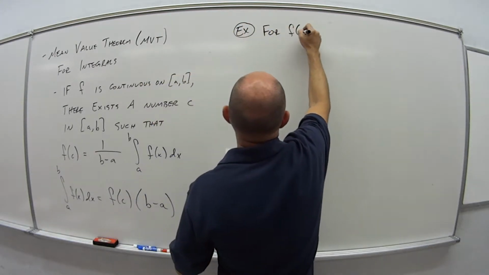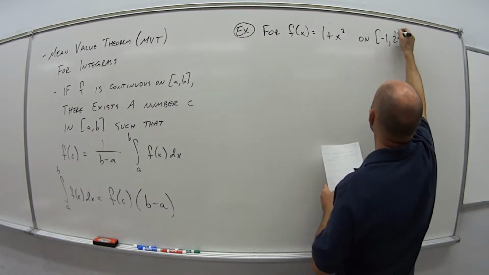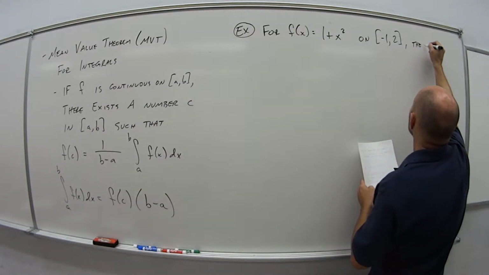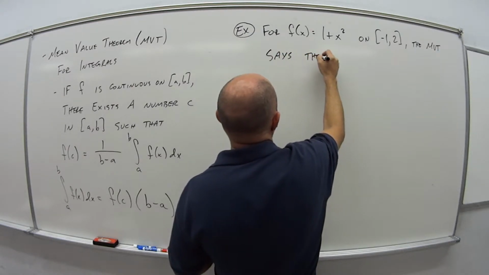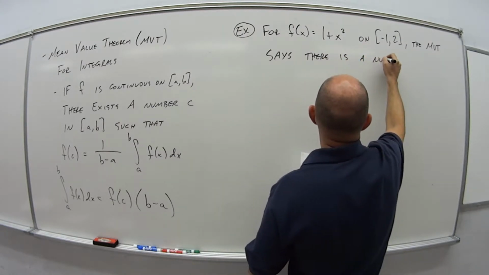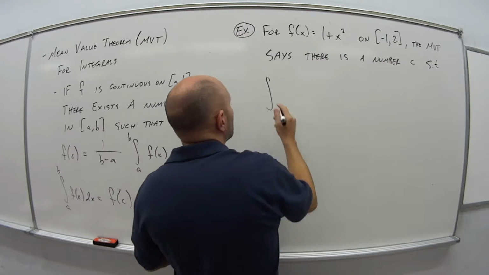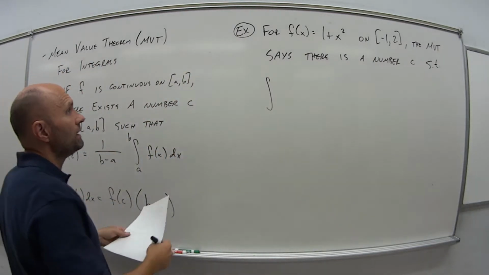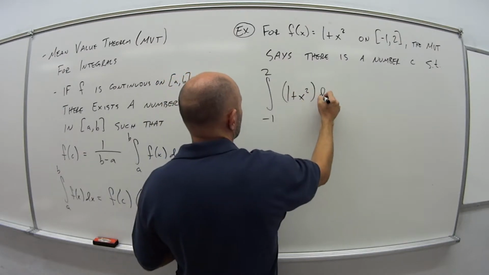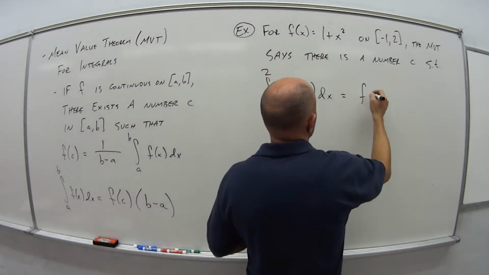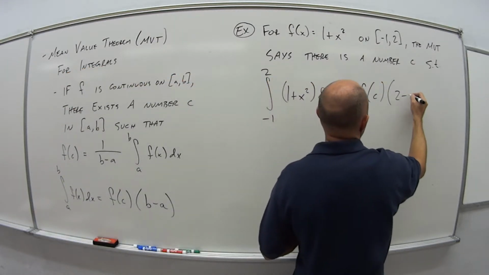So for f of x is equal to 1 plus x squared on the interval -1 to 2, the mean value theorem says there's a number c such that, if we're using the mean value theorem, the integral from a to b, so from -1 to 2, of this function 1 plus x squared dx is equal to the function evaluated at some point c times b, which is 2, minus a, -1.